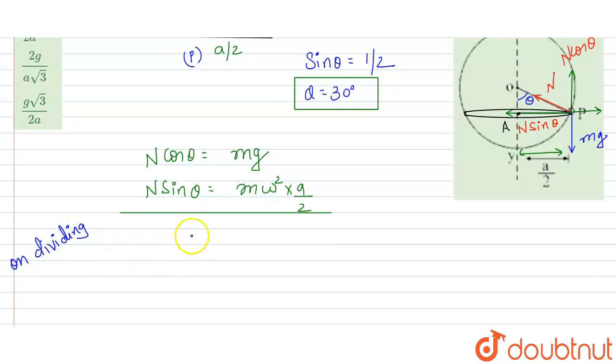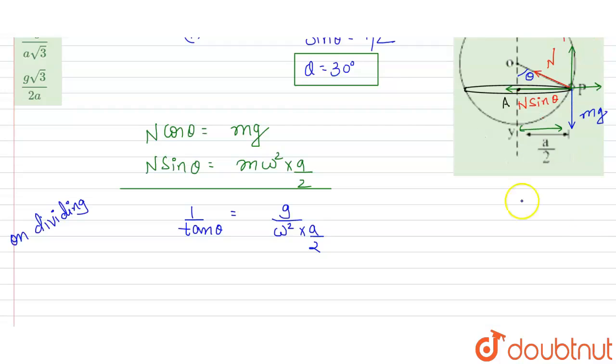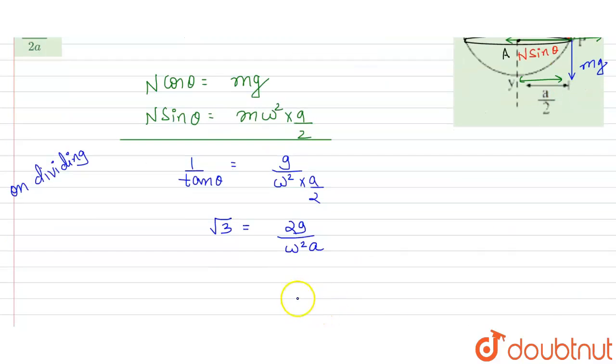If we divide these two equations, we get 1 upon tan theta is equal to g divided by omega square into a by 2. We know the value of theta, so we put it here: tan 30 is equal to 1 by root 3, and if we take the reciprocal, root 3 is equal to 2g divided by omega square into a. So from here the value of omega square comes out to be 2 by root 3 g divided by a. So this is the value of our omega square.